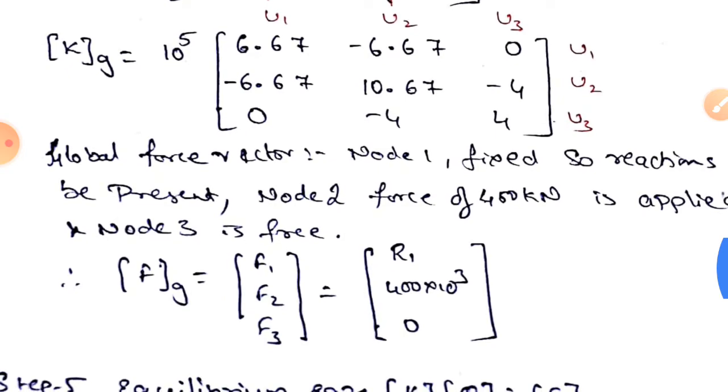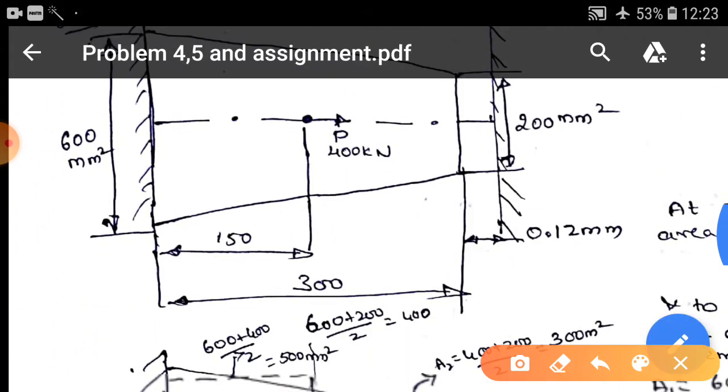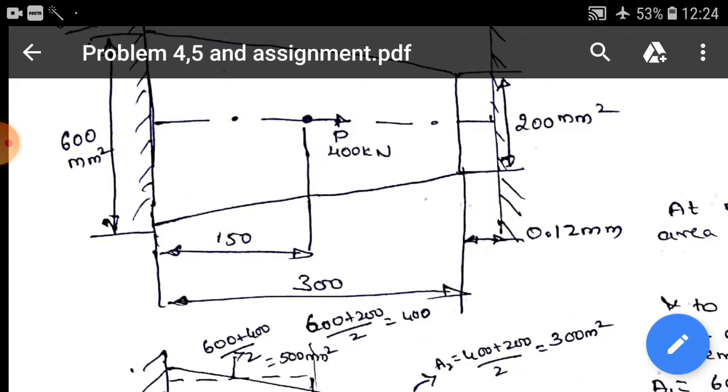Then for the global force vector, the force is applied at node 2, of 400 kN. Node 1 is fixed, so there is a reaction generated, R1 will be here, and there is a load P here, and there is no force here, so it is free.